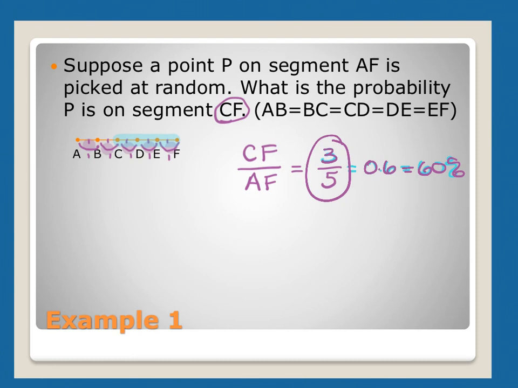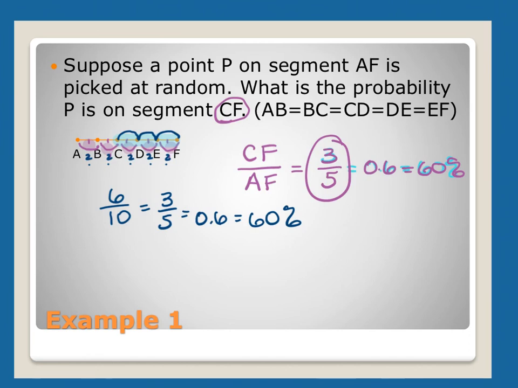So let's say I hadn't chosen 1 for each of these segments. Again, as long as we were consistent. Let's say I said each of these was 2 units long. It would have been 2, 4, 6, 8, 10. So the entire segment would be 10. And then C to F would be 2, 4, 6. So 6 to 10 would still result in 3 to 5, which is still 0.6, which is still 60%. So as long as you made them each the same length, you would have gotten the same answer once you reduced it.